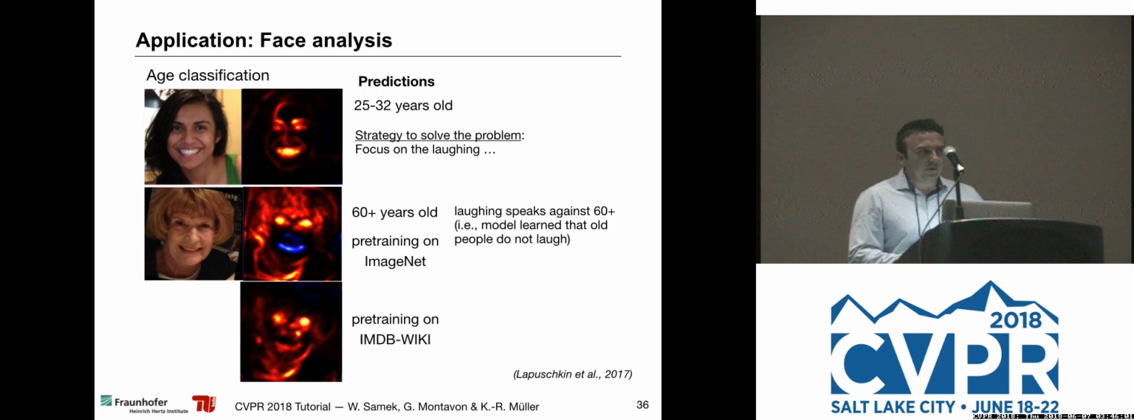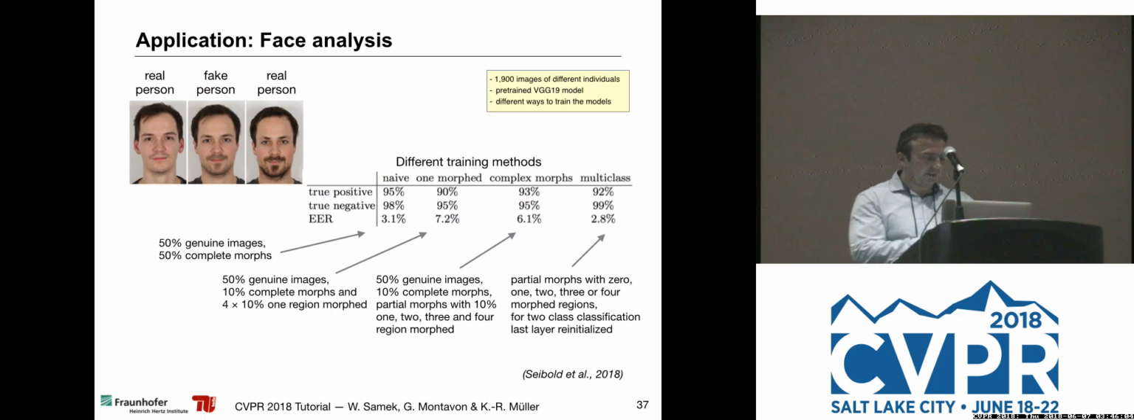Another example is where we applied these techniques to face morphing attacks. So here the idea is that you have two real faces, and you create a fake face. And there is this attack, and if this fake face is in your ID document, then both real persons could go with the same ID and wouldn't be recognized. So it's an attack on face recognition. And if you look at it, it looks like a real face, so it's quite hard to detect for us humans.